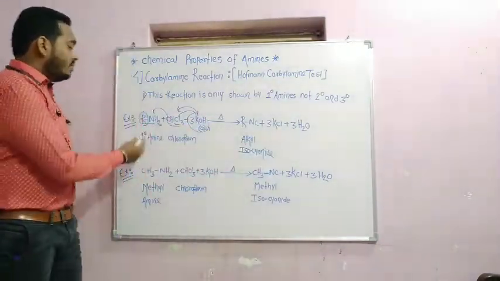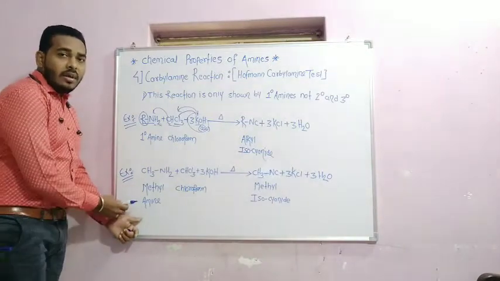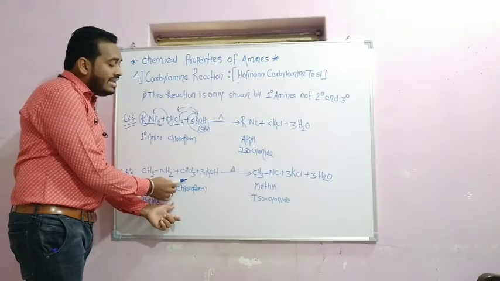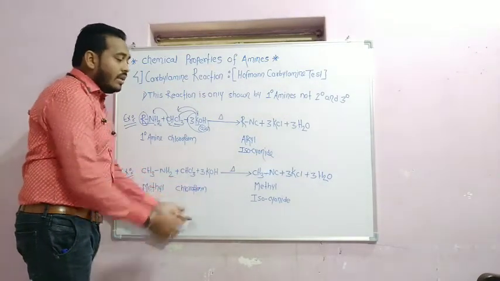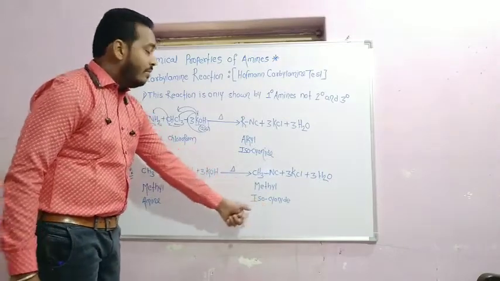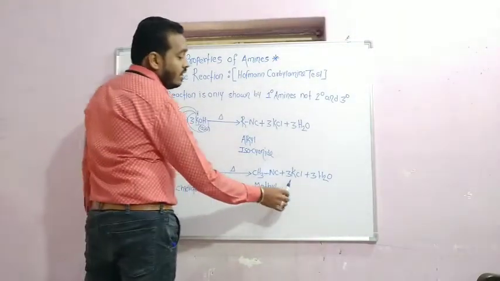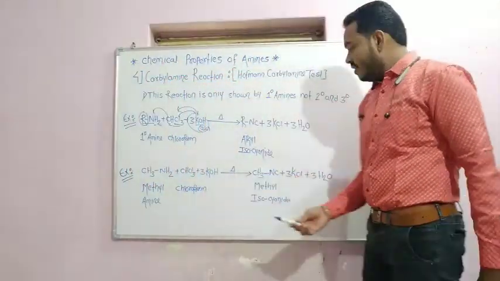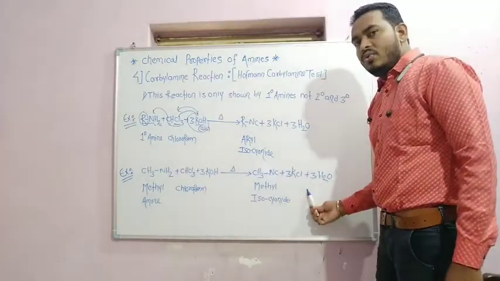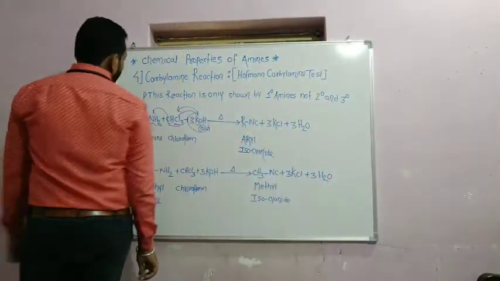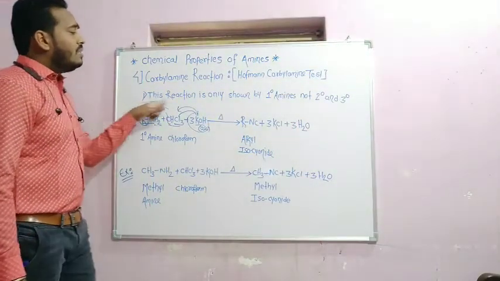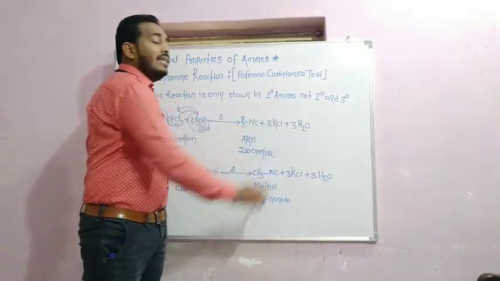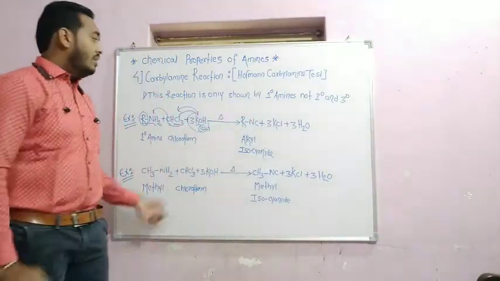Like this, when methylamine is heated with a mixture of chloroform and alcoholic KOH, then there is the formation of methyl isocyanide or methyl isonitrile, along with the side products KCl and H2O. We discuss the carbylamine reaction, and one thing always remember, we write it down in the boards. This reaction is only shown by primary amines, not by secondary and tertiary amines. Always remember it.